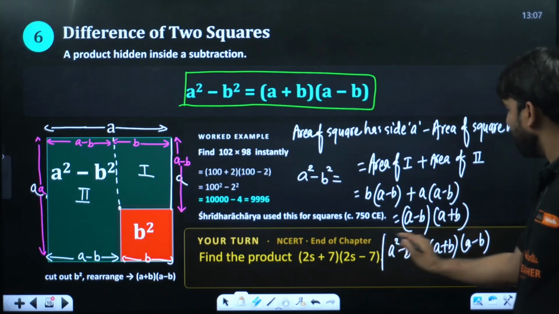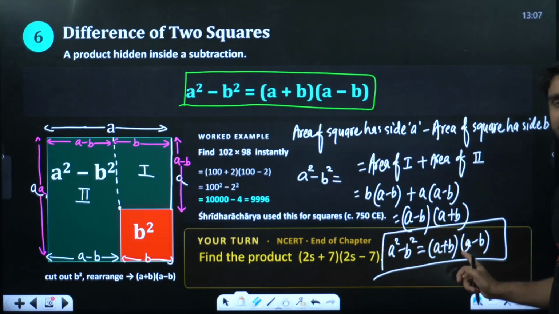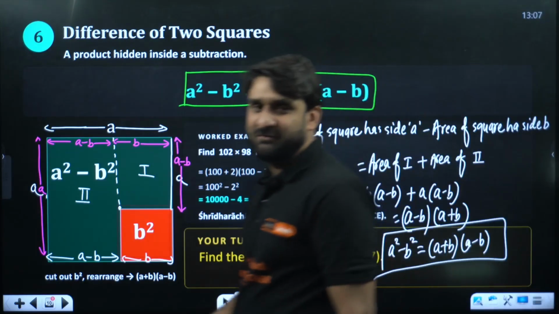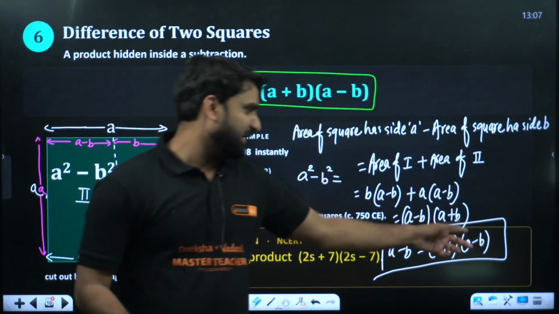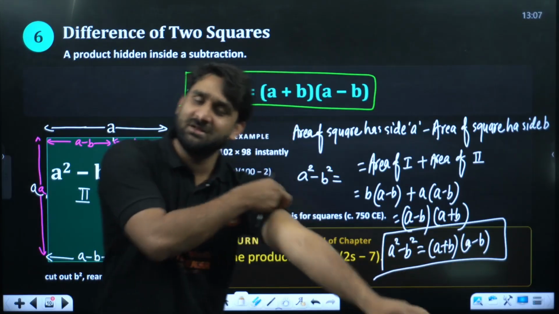My dear champion, both the brackets are in multiplication form. So whether you write A plus B first and A minus B second, or A minus B first and A plus B second, it doesn't matter, the result will remain the same.